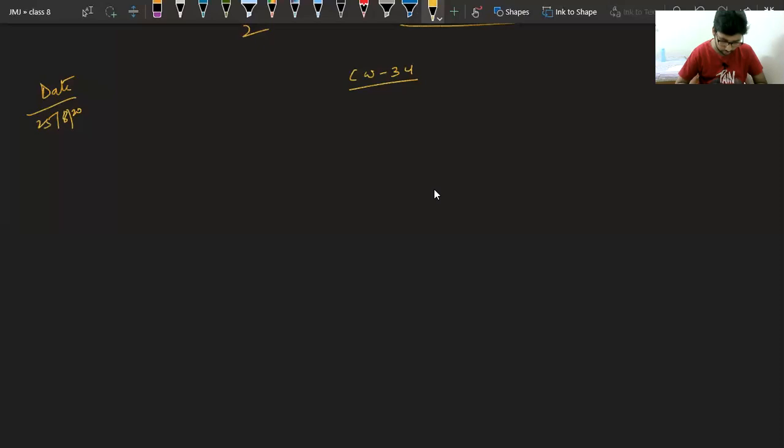Not connected to audio. What happened? 71 are there. Sir, can I rejoin? Yes, beta, you can rejoin. No issue. If you're not able to connect with audio, you can check on the left bottom corner that the headphone option is there. You can click on it.